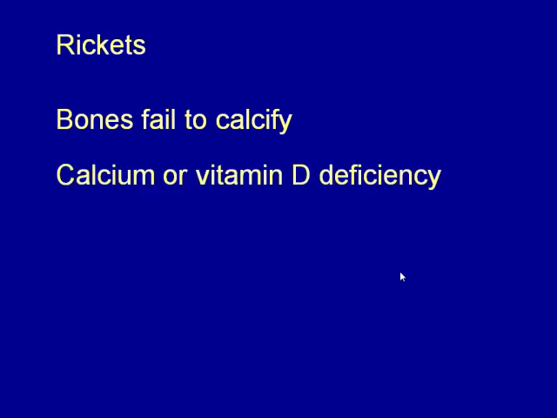Rickets is another homeostatic imbalance. Here the bones fail to calcify. Now, in order for bones to calcify, you need an adequate supply of calcium and you need an adequate supply of vitamin D. And we used to see rickets a lot in children that had dark skin and were growing up in areas where there was less sunshine, like the northern states.